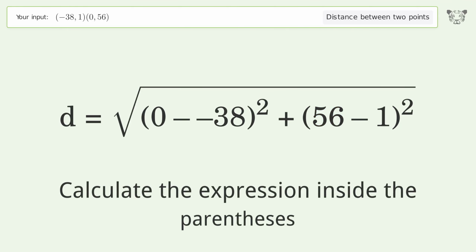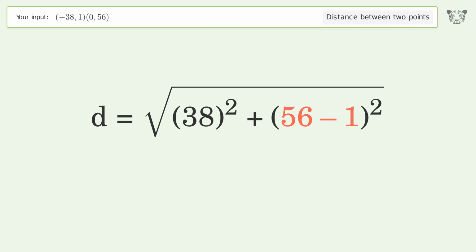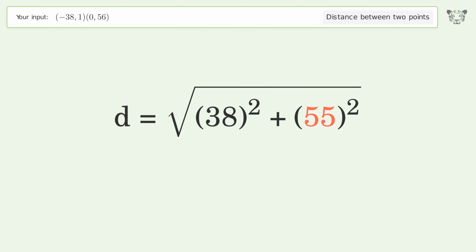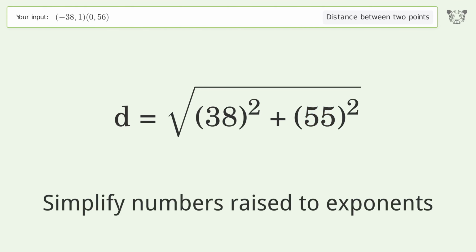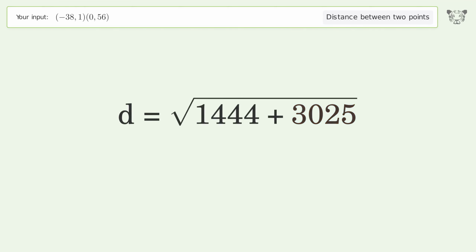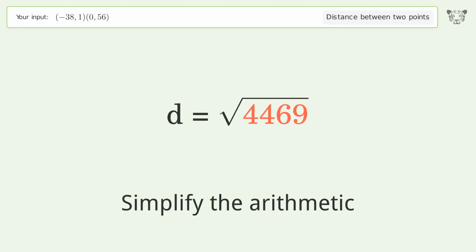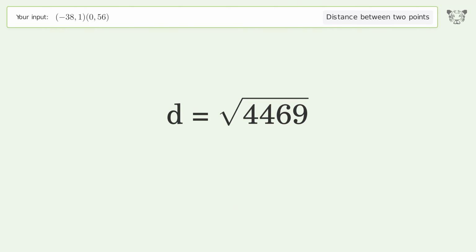Calculate the expression inside the parentheses. Simplify numbers raised to exponents. Simplify the arithmetic. And so the distance between the 2 points is the square root of 4,469, or 66.851.